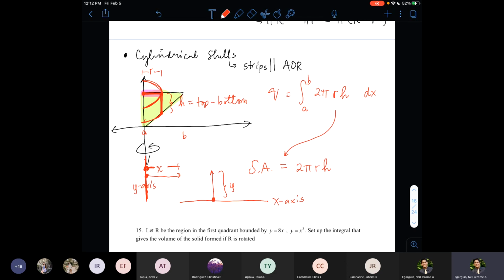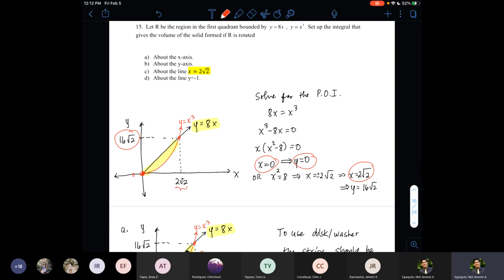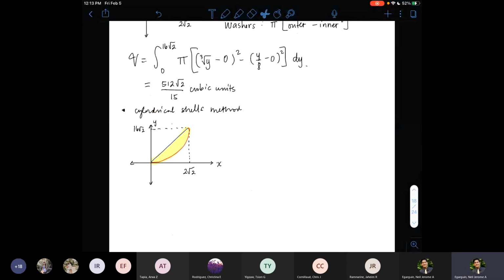Now let's look at a couple of examples to make this discussion more concrete. Let's go back to problem 15. We have the region R bounded in the first quadrant by y equals 8x, y equals x cubed, and we look at several solids of revolution formed by revolving the region R with respect to different axes of revolution. We did this last time, but we used the disk or the washer method. So let's do it the other way around using cylindrical shells. Now let's do it for 15A. Let me just copy the region.